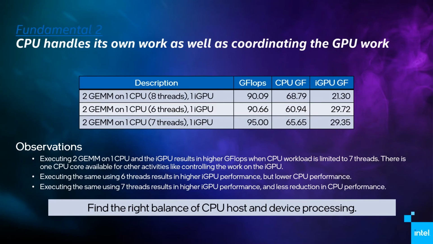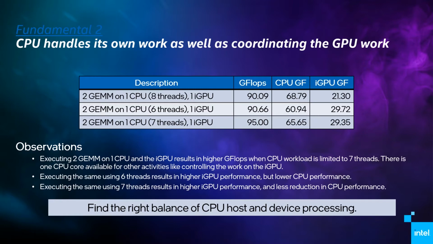Fundamental 2 is that the CPU handles its own work as well as coordinating the GPU work. So the CPU has other things to do on the system because it is the central processing unit for the system. And so the hypothesis was that, hey, I don't want to overload the CPU with too much work to do because it actually may result in a net slowdown.